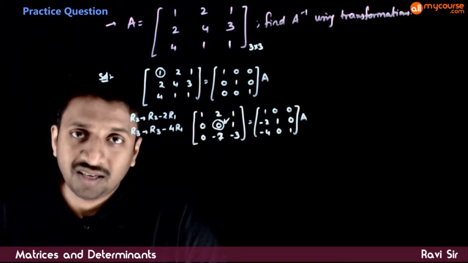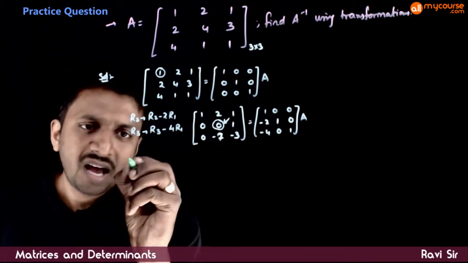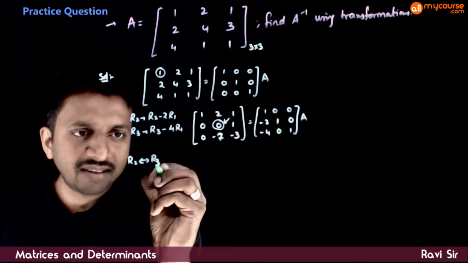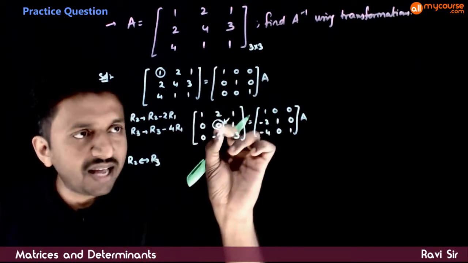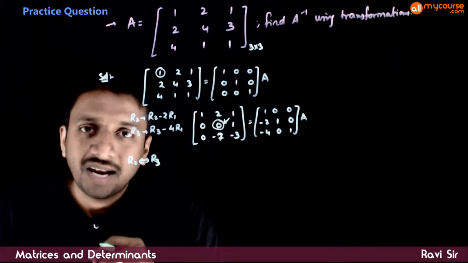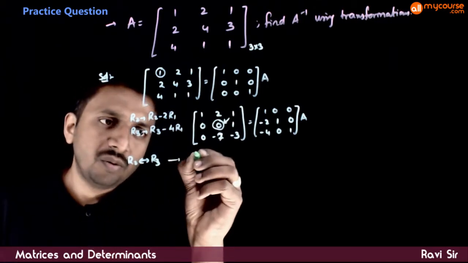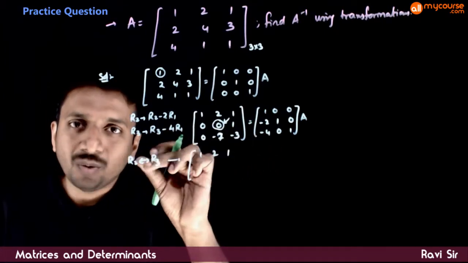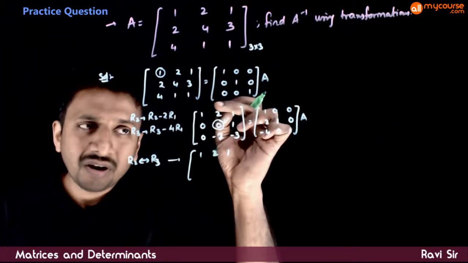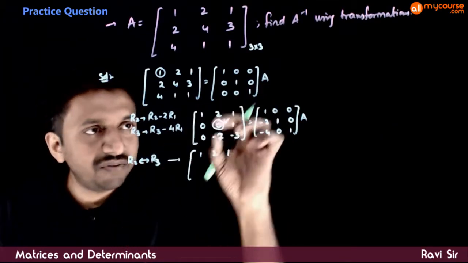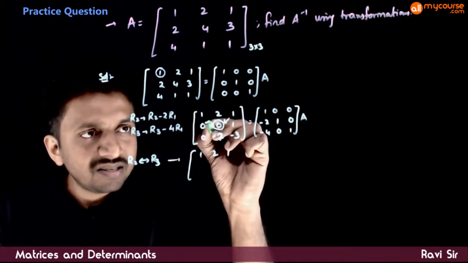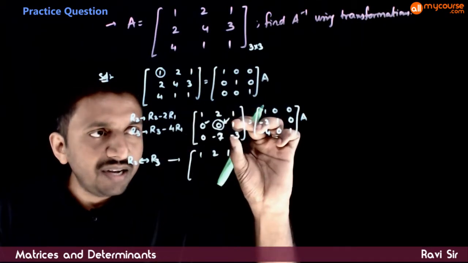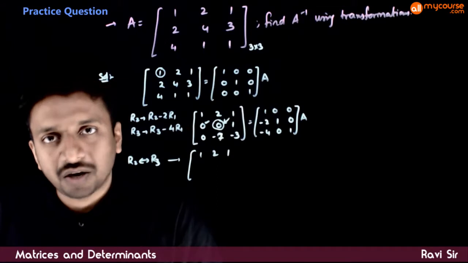So can I do that? Yes. If I exchange R2 and R3, I can bring a non-zero number in the pivot position. So whenever you have zeros in the pivot positions, you can try to do this. You should not interchange R1 and R2, because if you interchange R1 and R2, this 0 gets disturbed. So you should not disturb these two zeros. Even if you interchange R2 and R3, these two zeros will not be disturbed.